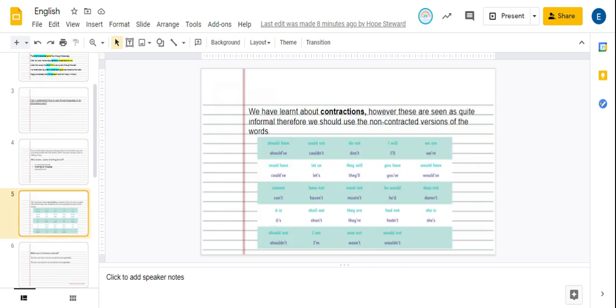Now, contractions. We know about contracted words because we've learnt about these already. These are seen as quite informal and they shouldn't be used in a formal piece of writing, such as an information text, which is what we're focusing on at the moment. So, for example, we shouldn't have words like couldn't, should've, don't, I'll, we're. They should be should have, could not instead of couldn't, do not instead of don't, I will instead of I'll. So we should make sure that we're not using contracted words.